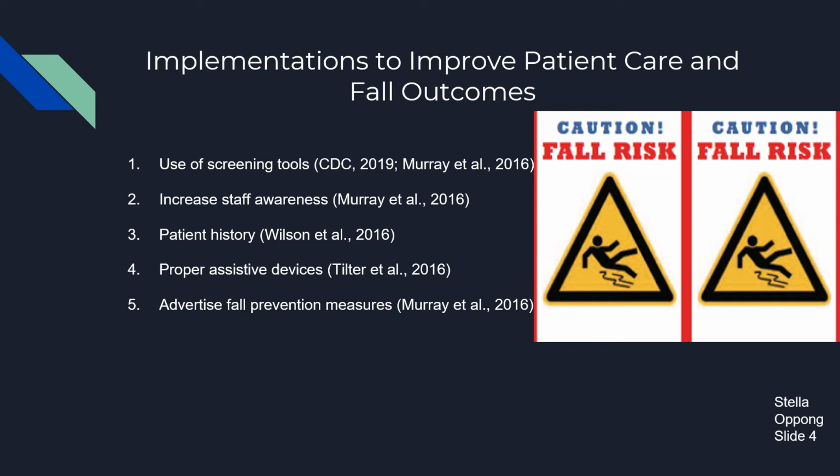The first point is to screen all patients for falls. Some of these tools will be the CDC Study Tool, the Morse Fall Scale, and the Humpty Dumpty Scale. The Humpty Dumpty Scale is for children. And using this scale will help you to know if the patient is at high risk, moderate risk, or low risk for fall.